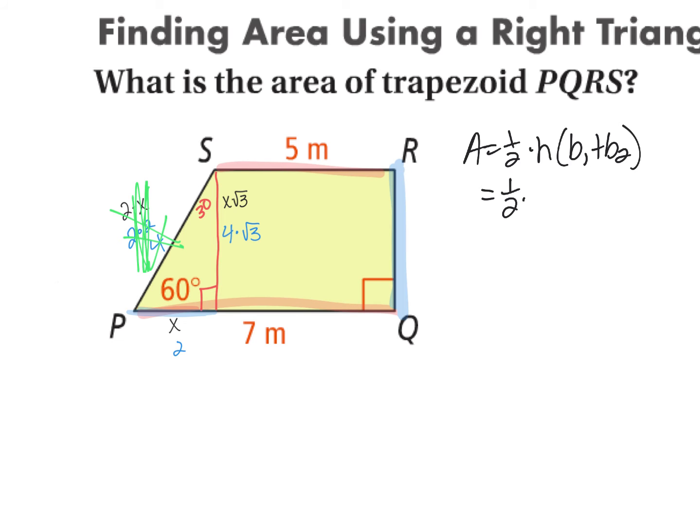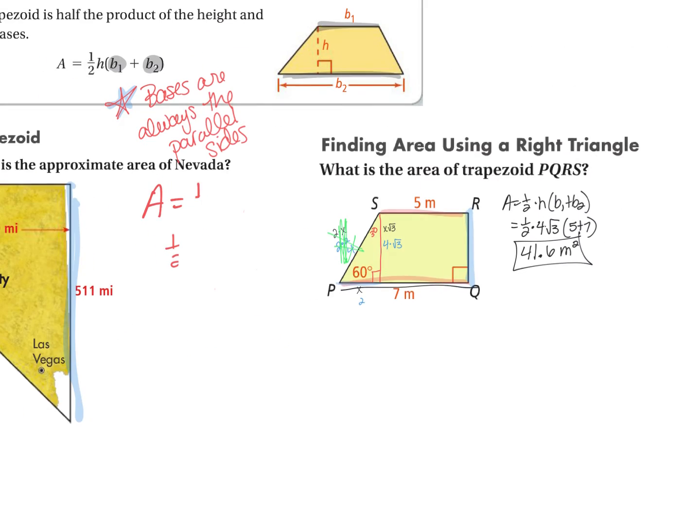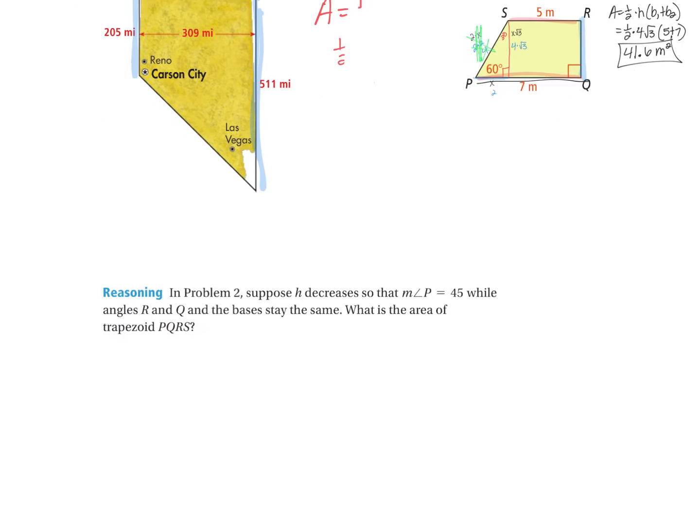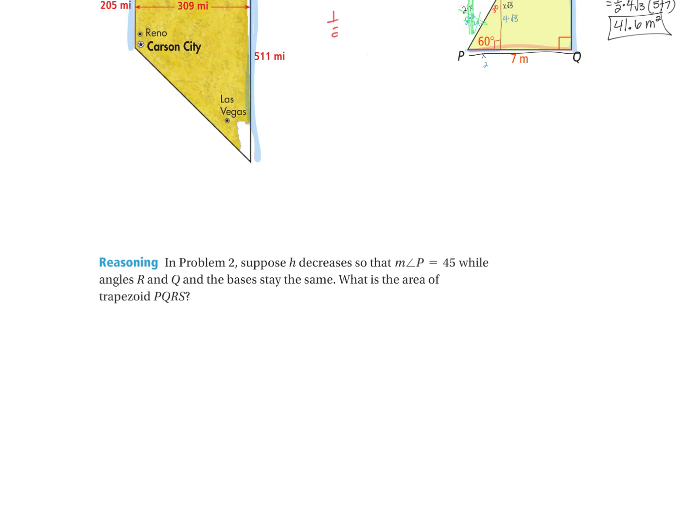I'm going to have 1/2 times my height, which is kind of weird, but it's okay. It's 4 times the square root of 3, parentheses, base 1 is 5, plus, what is base 2? Well, it's the original amount, the whole thing, so that would be 7. Now you're going to type this in your calculator and round it to 1 decimal place. I just did it, and I got 41.6. Then let's get our label on there, meters squared. So we're going to skip that, go to the next slide.